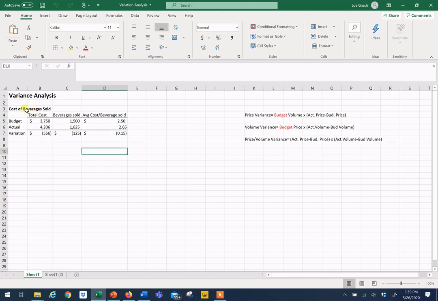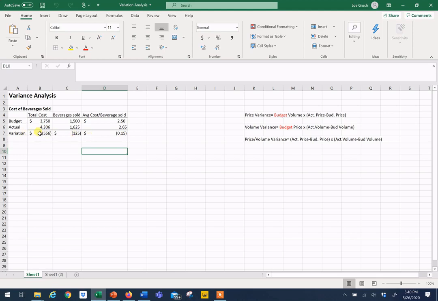You can see here that I've got the cost of beverages sold data for a restaurant. Here's our budget for the month, and this is our actual. So our variation was $500 unfavorable. Remember, the brackets are unfavorable. There aren't positives and negatives, it's favorable and unfavorable. You can see here that this is our total beverages in units, and this is our average beverage cost, and you can see the total variations here.